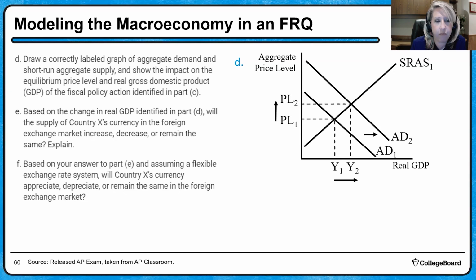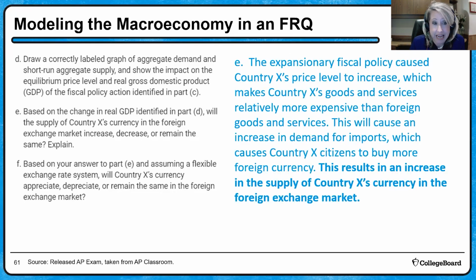And then for part E, we're asked, based on the change in real GDP, will the supply of country X's currency increase or decrease or remain the same? So for part E, it says, based on the change in real GDP identified in part D, will the supply of country X's currency in the foreign exchange market increase, decrease, or remain the same?